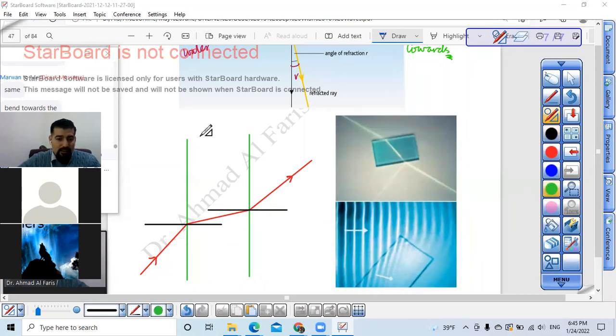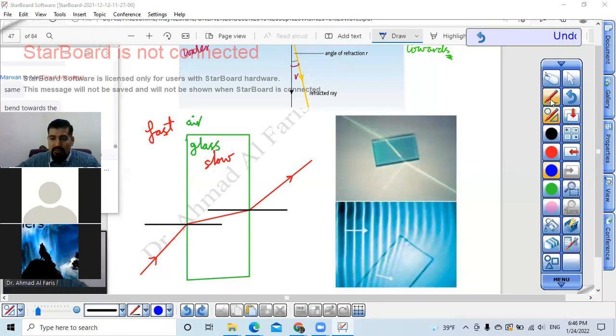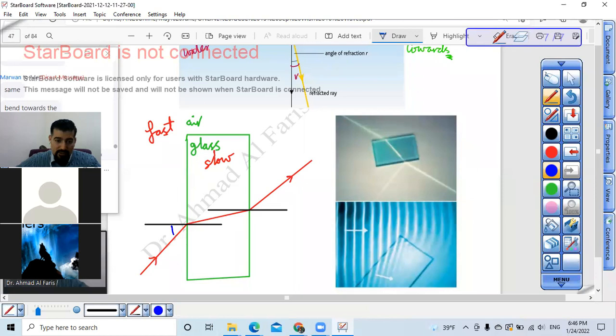Imagine that we are not talking about a road here. We are talking about a glass block. This is a glass block, and it's surrounded by air. So the light transfers from a fast region to a slow region. The light slows down when it reaches the glass. So what happened here? This is the angle of incidence i. This is the angle of incidence, in a different medium, exactly.